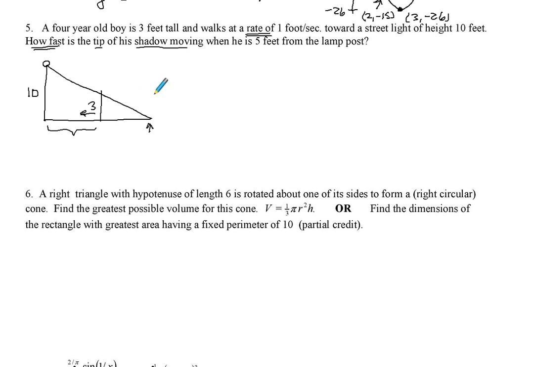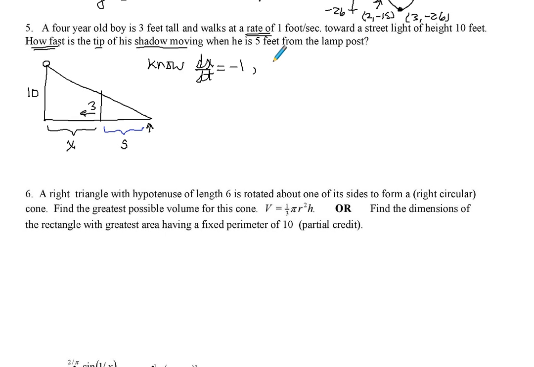So we want to use two different variables for these quantities here. So why don't we call this one x and this one s. X is going to be the distance from the lamppost, and then s will be the length of the shadow. So they told us they're going towards the lamppost at 1 foot per second. So we know dx/dt is equal to -1. And it's negative because x is decreasing.